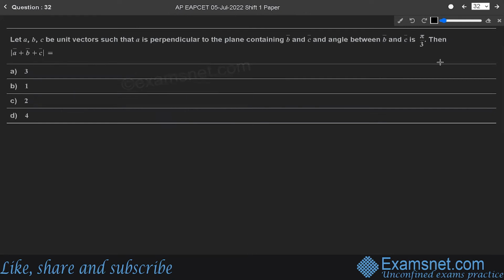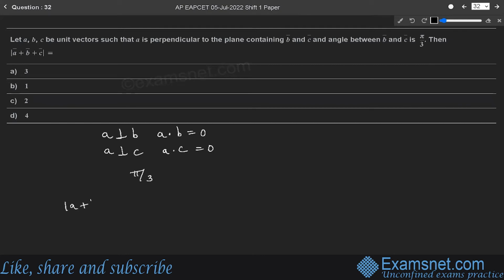Next question is, let A, B and C be unit vectors such that A is perpendicular to the plane containing B vector and C vector, and the angle between B vector and C vector is pi by 3. Then the modulus of A vector plus B vector plus C vector is equal to? It is given that A is perpendicular to B. It means that A dot B will be equal to 0. And A is perpendicular to C. It means that A dot C is equal to 0. And the angle between B and C is pi by 3.